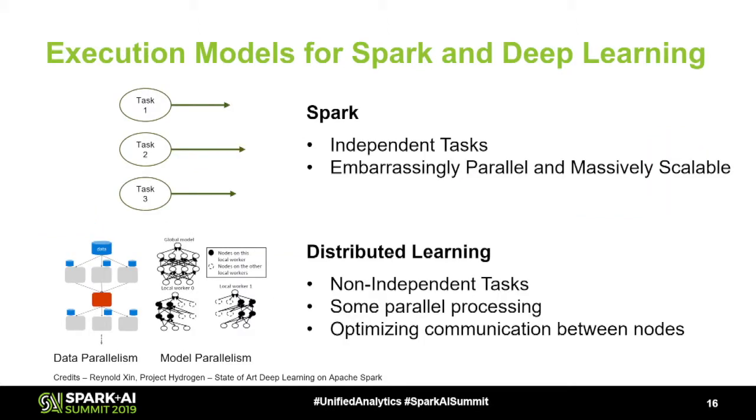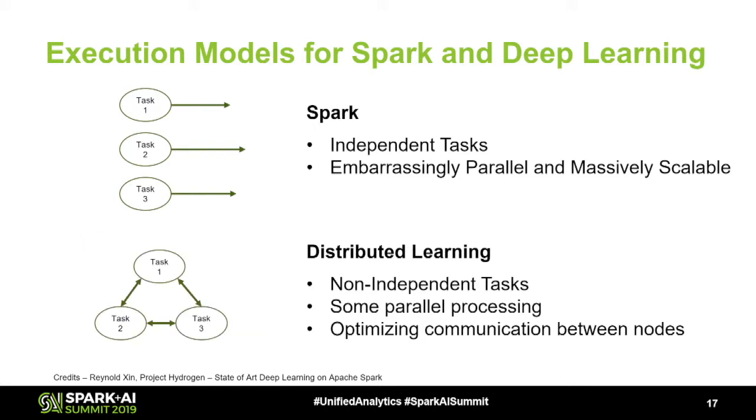But then if you take one step deeper, and kudos to Reynolds for sharing some of his slides, right, there are intrinsic differences between Spark and machine learning infrastructure, right? So in Spark, as many of us in this community would know, you have a lot of independent tasks, and you do embarrassingly parallel and massively scalable jobs, right? And in distributed learning, many of these times, the tasks are non-independent, so they rely on each other. There's some parallel processing going on, but in a nutshell, it's really about trying to optimize communications between all the nodes, right?